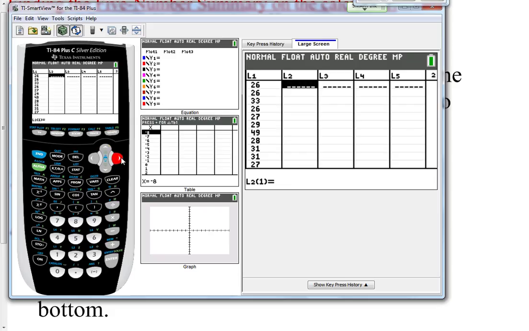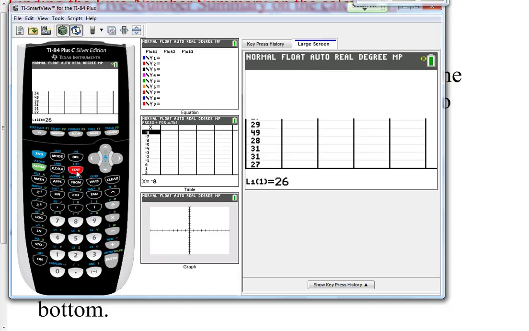And then you're going to put in 26, enter, 26, enter, 33, enter, so on and so forth. Please pause the video and enter in all that data, and then start the video again once you've entered it. Okay, once you've entered the data, you're going to press Stat again.